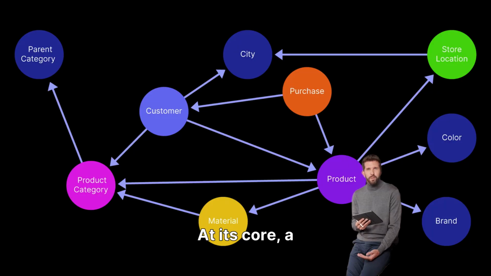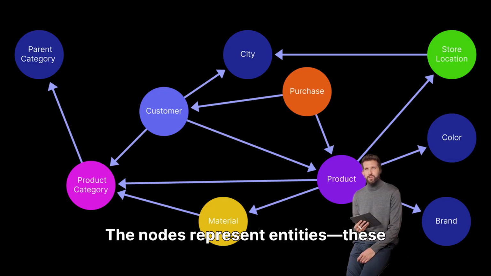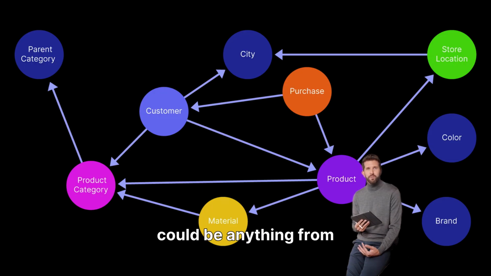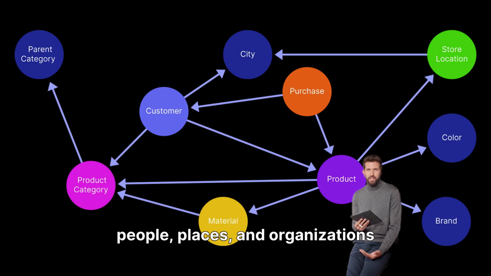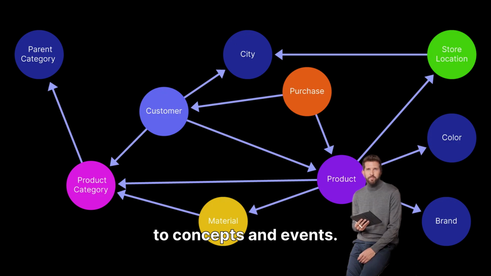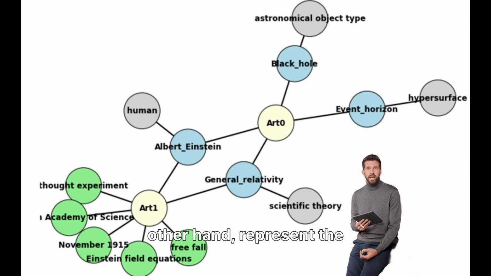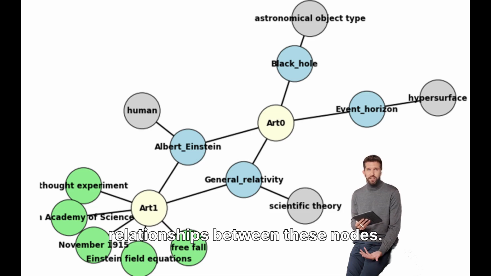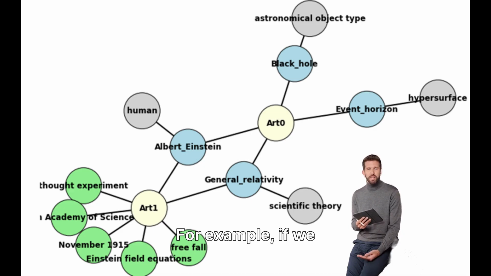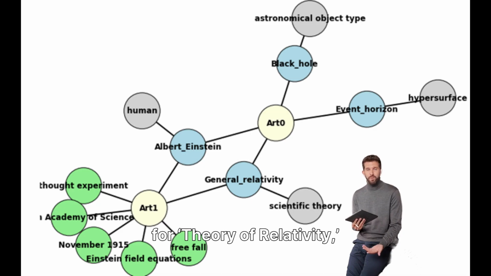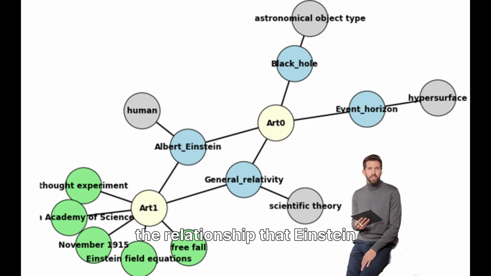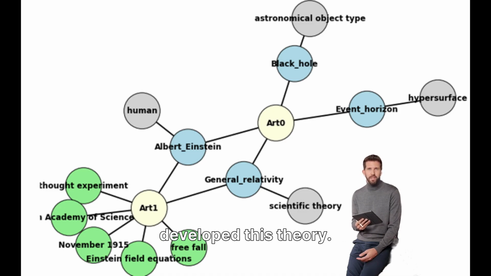At its core, a knowledge graph consists of nodes and edges. The nodes represent entities. These could be anything from people, places, and organizations to concepts and events. The edges, on the other hand, represent the relationships between these nodes. For example, if we have a node for Albert Einstein and another for the theory of relativity, the edge would denote the relationship that Einstein developed this theory.